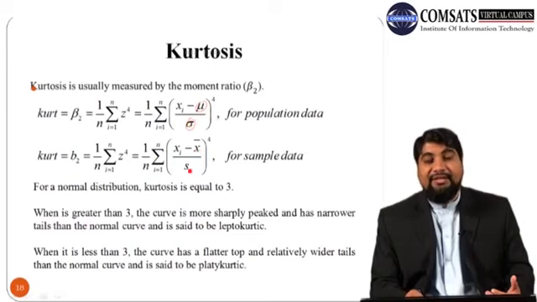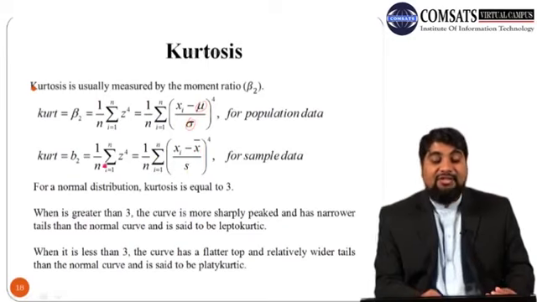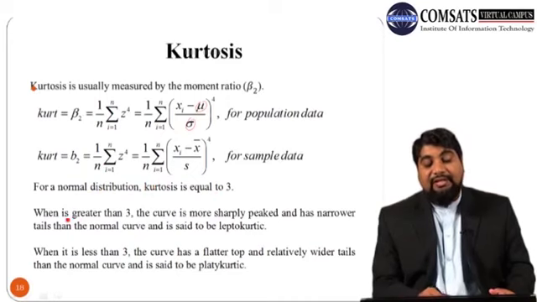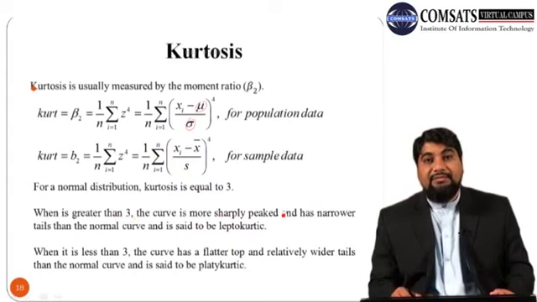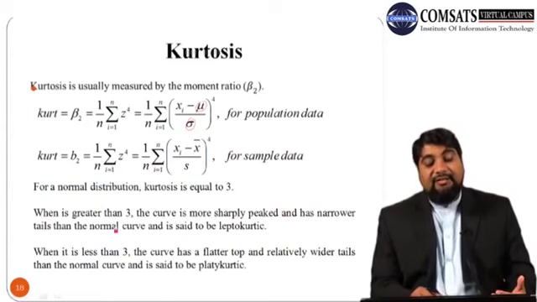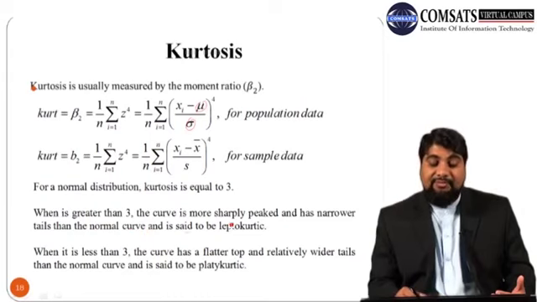So x bar and s will be used, and instead of beta 2 we will use b2. And for normal distribution the value of kurtosis is 3. So when it is greater than 3, then the curve is more sharply peaked, or it is called leptokurtic, and has a narrower tail than the normal curve.